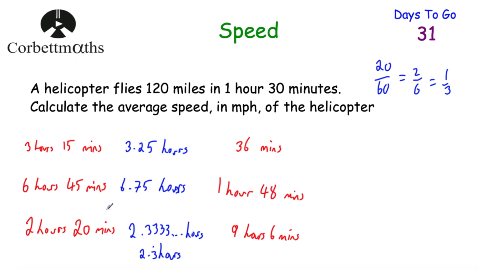So 2 hours and 20 minutes would be 2.3333 and so on hours. So it can be useful to know that 20 minutes is a third of an hour. And similarly, 40 minutes would be 2/3 of an hour. So if you ever had 40 minutes, that's 0.66666 and so on.